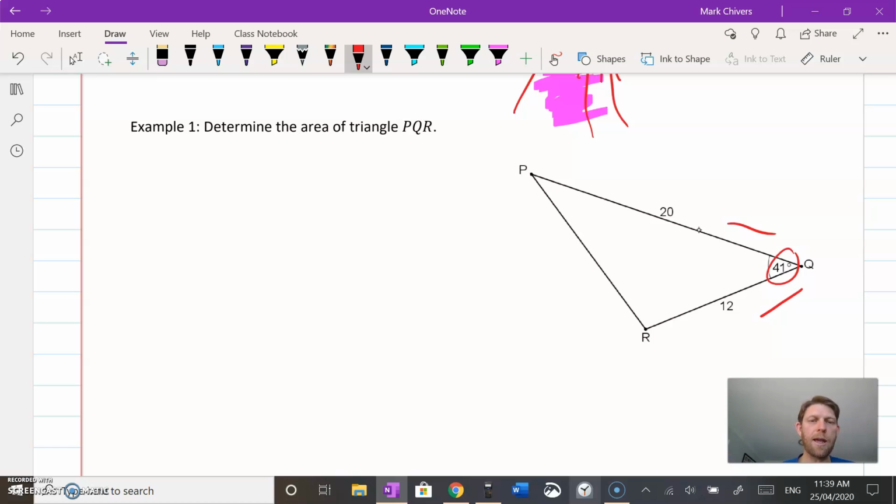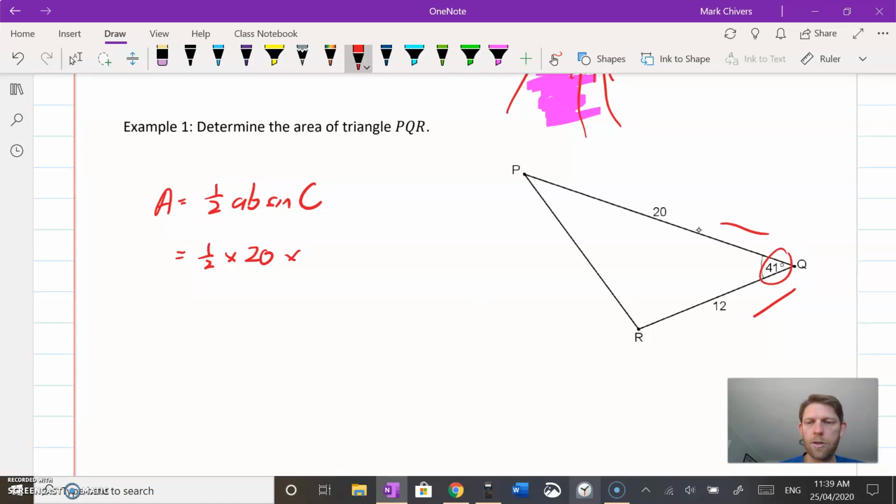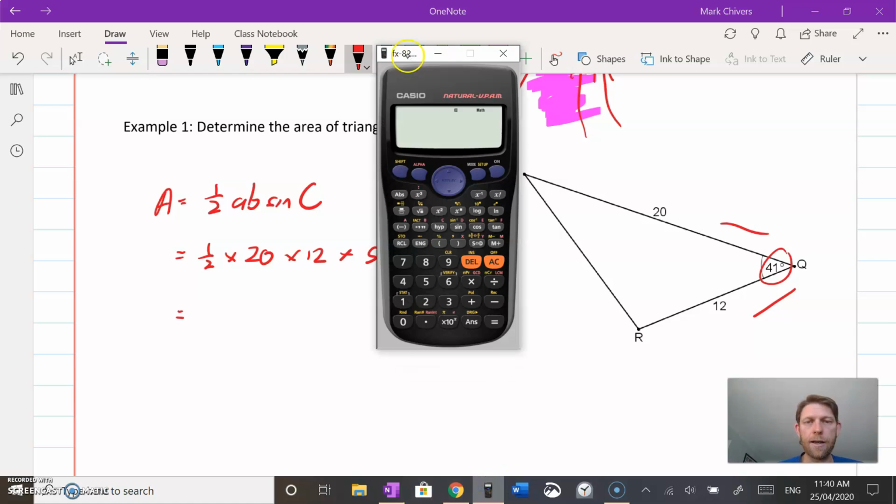We want to determine the area of triangle PQR. So we just use that formula: area equals half AB sine C, and we use a capital C for the angle and lower cases for the lengths. So that's going to be a half times the length of A. It doesn't really matter which side you call A and which side you call B. 20 times 12 times sine 41 degrees.